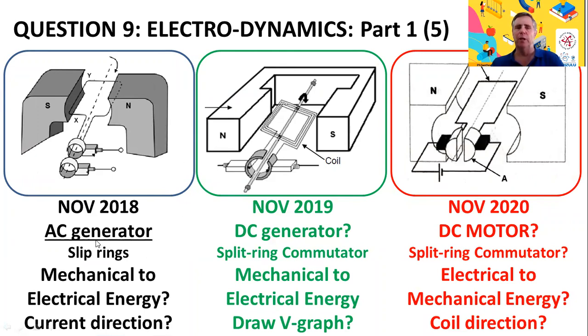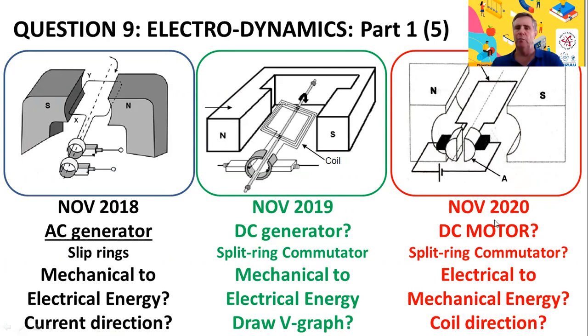In November 2018, you had an AC generator. You were told it was that. November 2019, it was a DC generator, but you were asked what type it was, and you could recognize that by the split ring commutator. And November 2020, you were asked what type of machine it was, and you had to state that it was a DC motor based on the fact that it had a split ring commutator and also a power source feeding electrical energy in. Now you can see in the picture there are slip rings there, a split ring commutator here.